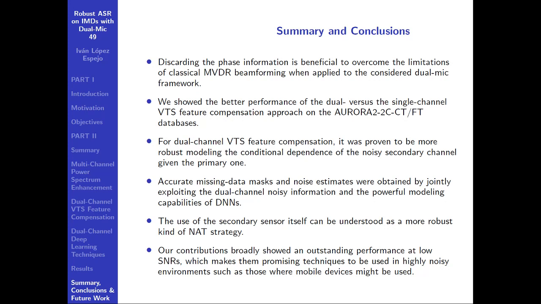And next, we were able to estimate accurate missing data masks and noise by exploiting the powerful modeling capabilities of deep neural networks and also by taking advantage of the dual-channel noise information. And in this context, the use of the secondary sensor itself can be understood as a more robust kind of noise-aware training strategy. And finally, we conclude that our contributions broadly showed an outstanding performance at low signal-to-noise ratios, which makes them promising techniques to be used in highly noisy environments, such as those where mobile devices might be used.